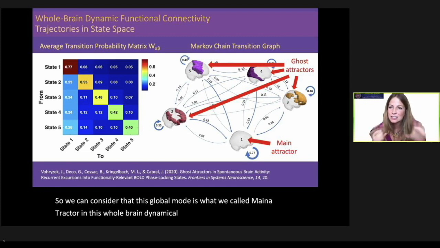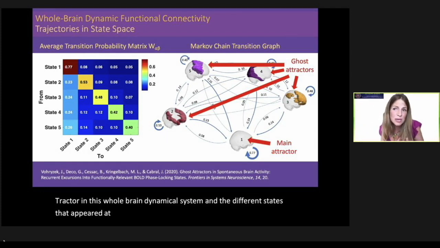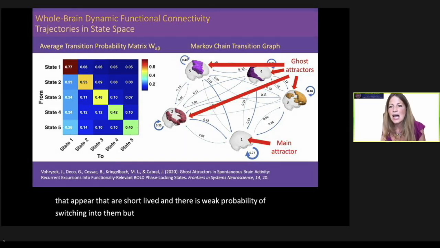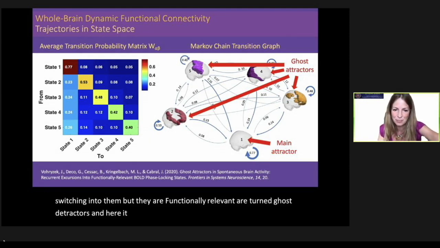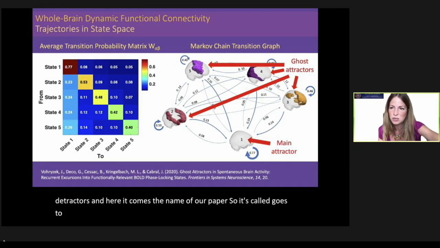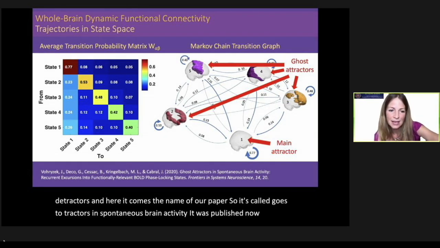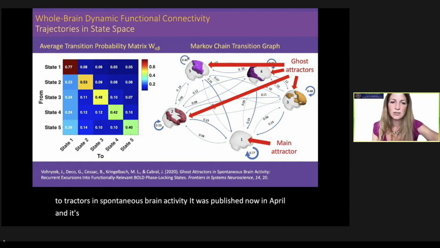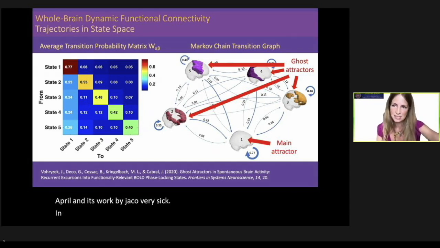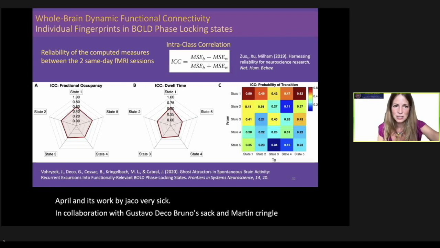And the different states that appear that are short-lived and have a weak probability of switching into them, but are functionally relevant, are termed ghost attractors. And here comes the name of our paper. It's called Ghost Attractors in Spontaneous Brain Activity. It was published in April, and it's a work by Jakub Vorisek in collaboration with Gustavo Deco, Bruno Cesac, and Morten Kringelbach. So I invite you to take a look at that.